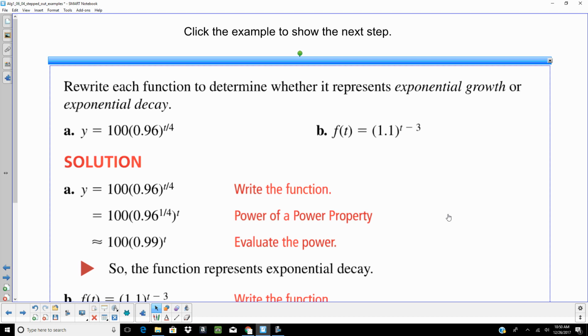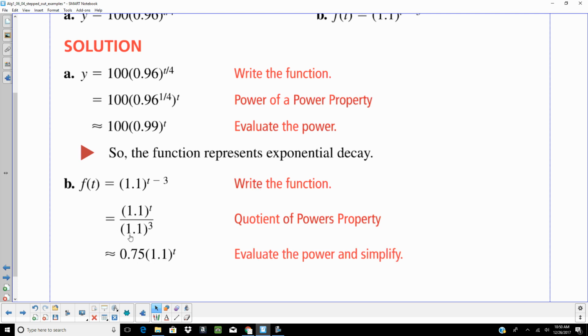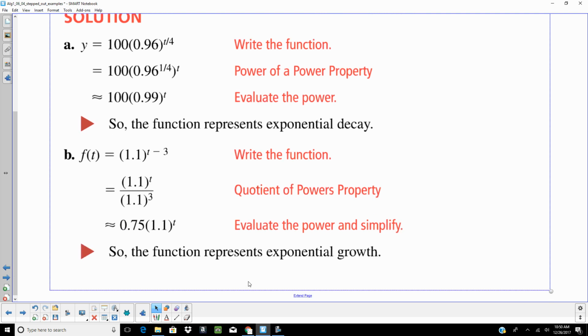B, it's a little bit more involved. I've got 1.1 to the t minus 3. Well, they're subtracting exponents. So remember, subtracting exponents is like dividing. So 1 divided by 1.1 to the third power is going to give you approximately 0.75. That is going to be a growth factor, though, because that 1.1 is greater than 1.